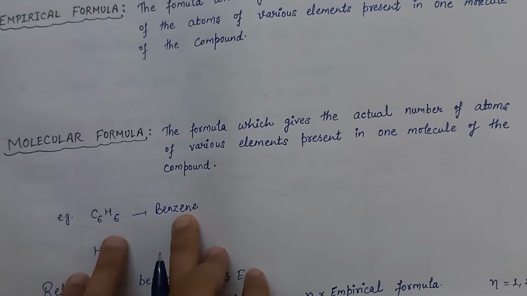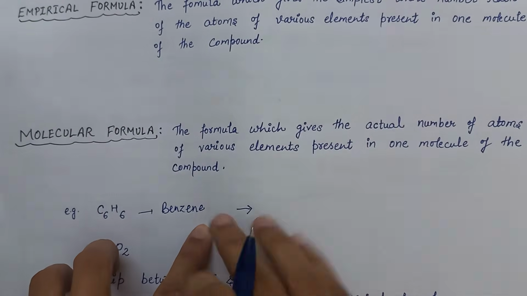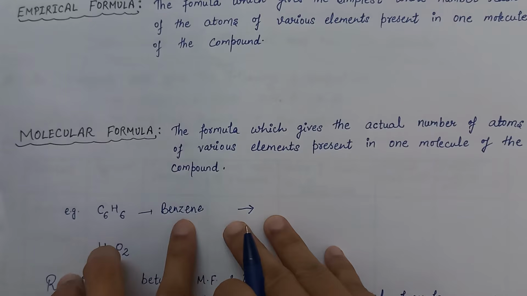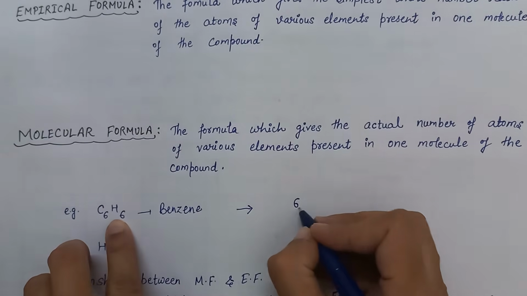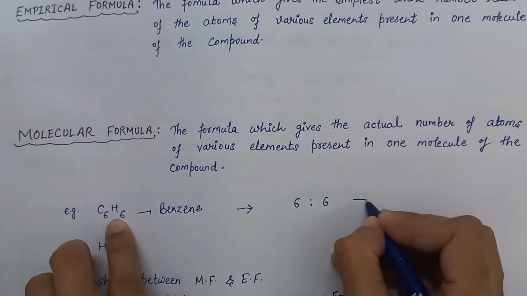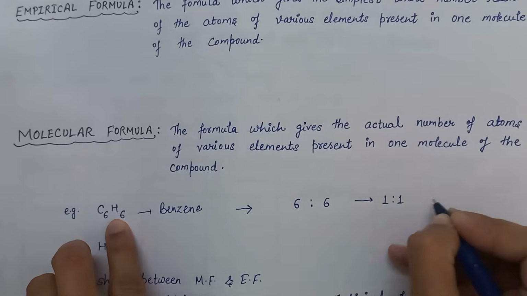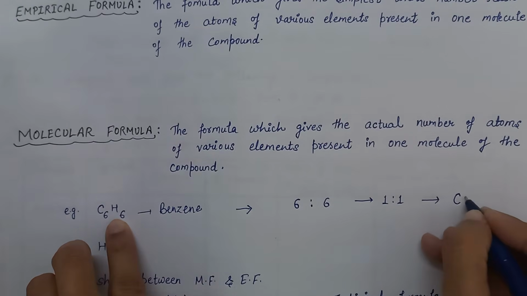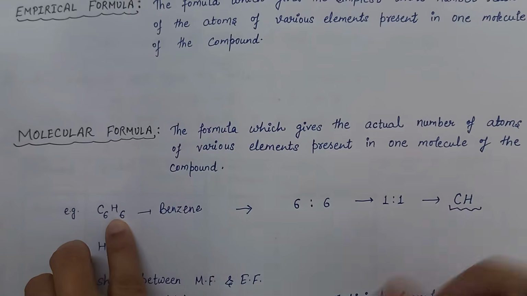If we want to write the empirical formula of the benzene molecule, then we have to convert the number of atoms into the simple whole number ratio. So we have 6 atoms of carbon and 6 atoms of hydrogen. The simplest whole number ratio is, if we divide these numbers by 6, we get 1:1, meaning we have 1 atom of carbon and 1 atom of hydrogen. So this is the empirical formula of the benzene molecule.